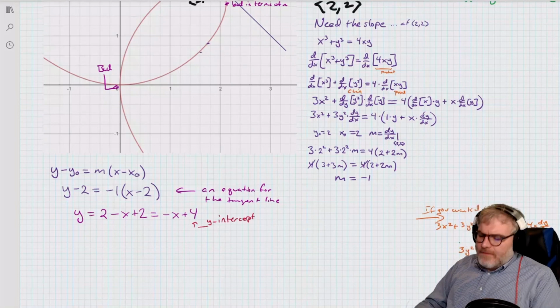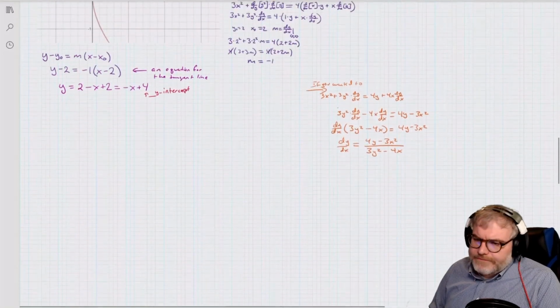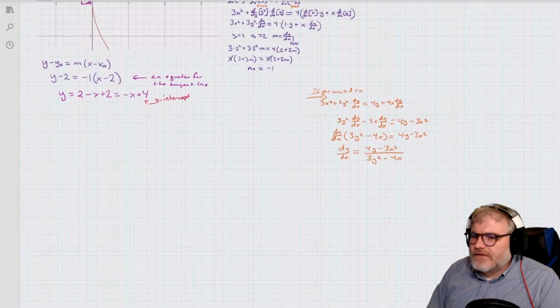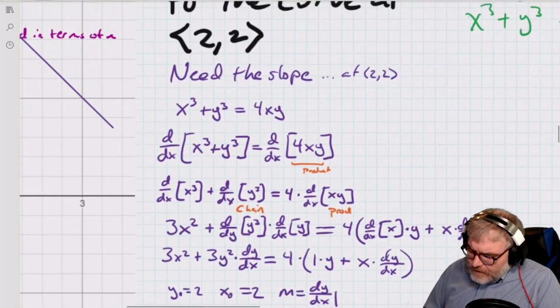Okay, so that's the Folium of Descartes, and the big example. You'll find it in, I think, all the textbooks. It's a pretty famous one. And it's nice because it's got this product rule on the right that you have to watch out for.